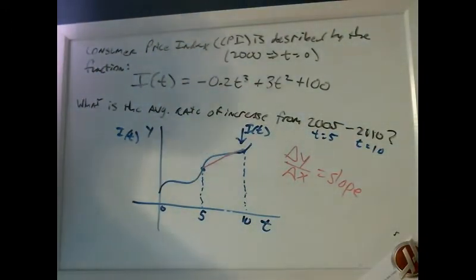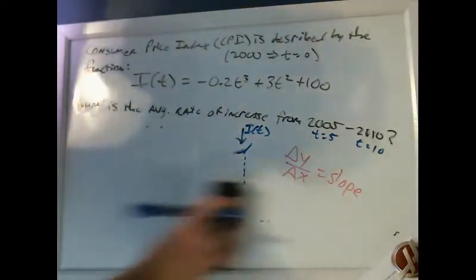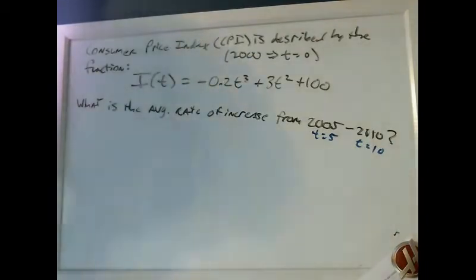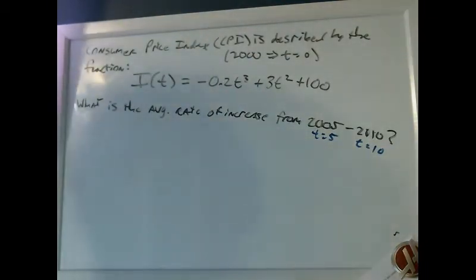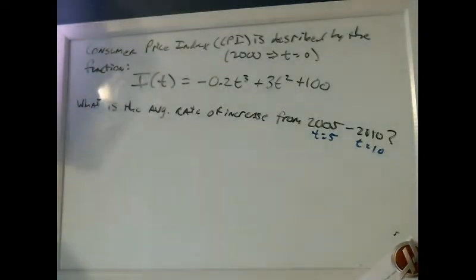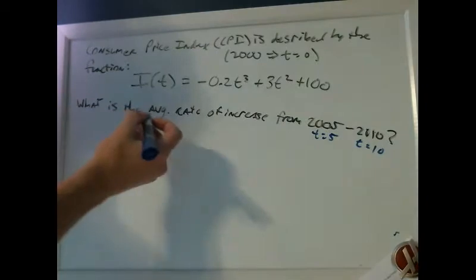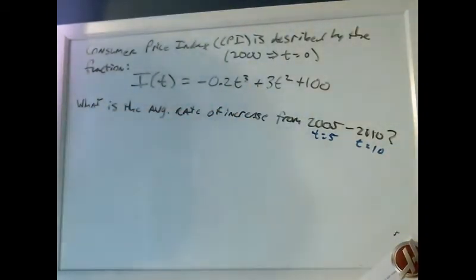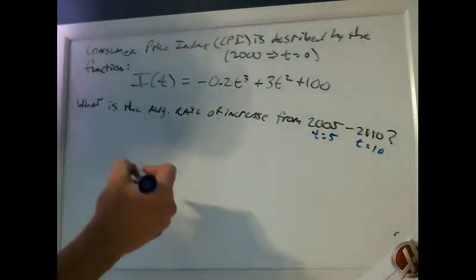So using that information, let's get rid of this diagram and find our change in y over our change in x. Notice we are not taking a derivative here. We're not asked to find the instantaneous rate of change at a specific point in time. We are asked to find the change over a period of time, which is slope, the average rate of change.